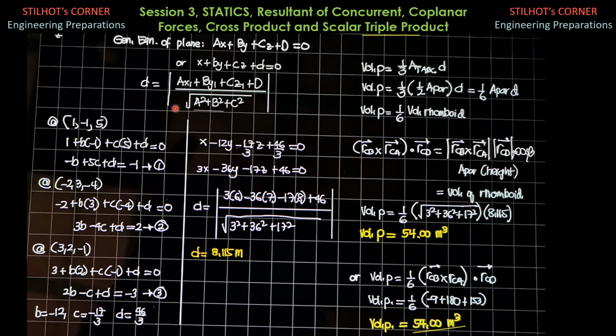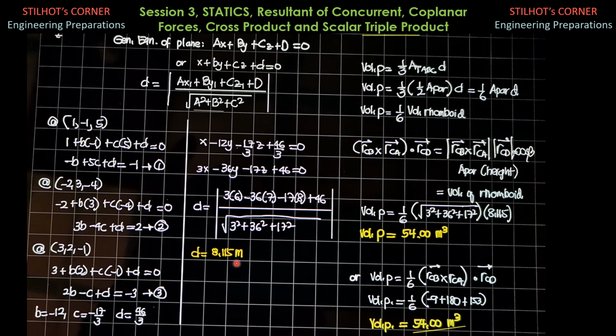Then finally, substitute into that formula for distance. So absolute value of 3. The point D is 6, 7, 8. So x1 is 6, minus 36, y1 is 7, minus 17, z1 is 8. Then plus constant 46 over square root of 3 square plus 36 square plus 17 square, the magnitude of the A, B, and C of the plane. So computing, that's also 8.115 meters as before.